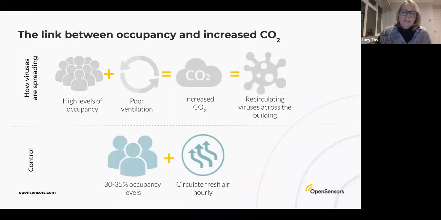What we do know is that higher levels of occupancy with poorer ventilation will equal increased CO2 levels. And it will also equal recirculating the virus across the building. So being able to monitor the environmental factors, as well as set that against the occupancy levels, can enable you to circulate fresh air more frequently in order to prevent virus spread.